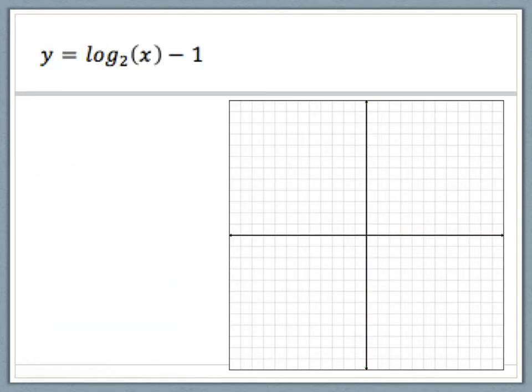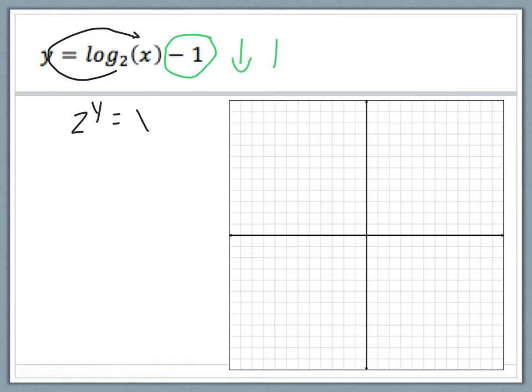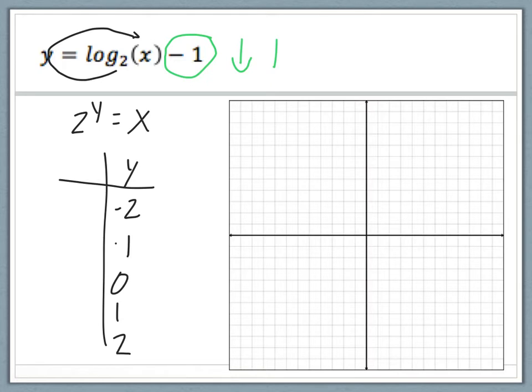All right, first thing I'm going to do is look at my shifts. Well, this has a -1 on the outside. It's not inside of the parentheses, so I know it's going to go down 1. Now I'm just going to ignore it and deal with it later. I'm going to rewrite this as an exponential. So it's going to be 2^y = x. Same thing, now we're going to use our y values, which are -2, -1, 0, 1, and 2.